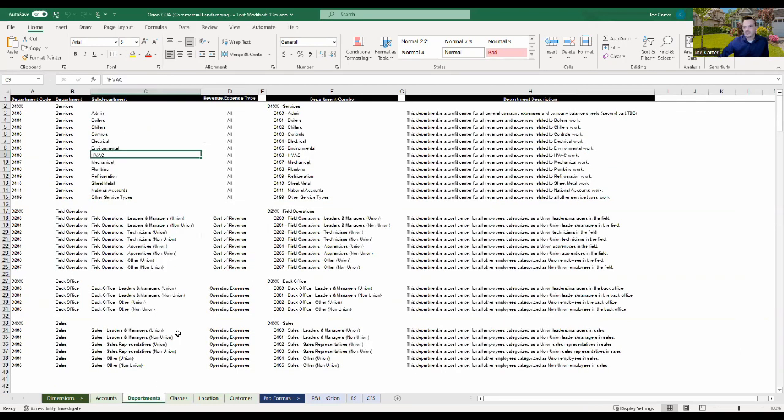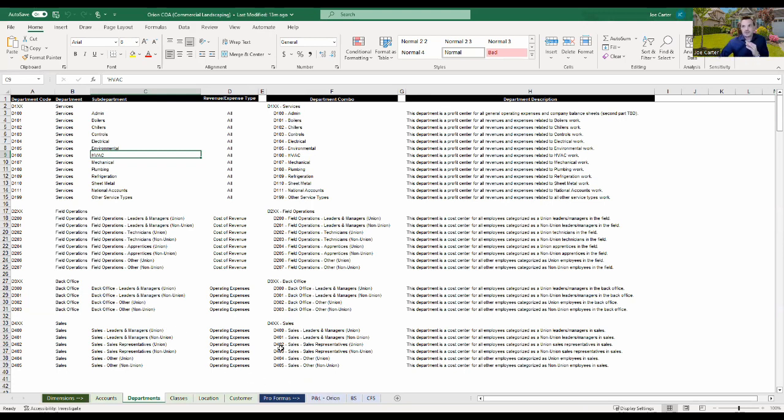As you continue into the other tabs, departments, classes, location, and customers, you will have this reference to you on a monthly basis as you complete all of your financial reporting for submission. Please reference these as you complete your profit and loss statement, your balance sheet, and your cash flow statement that is required to be submitted on a monthly cadence.